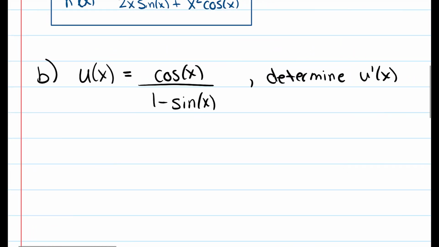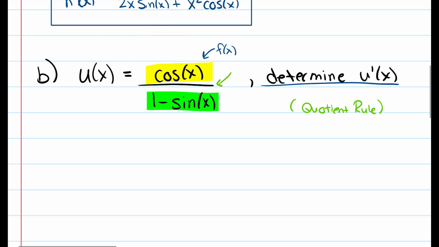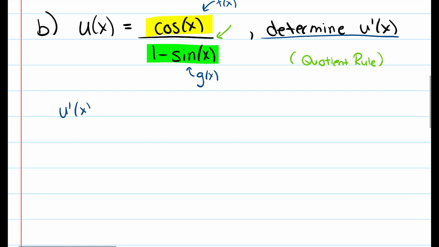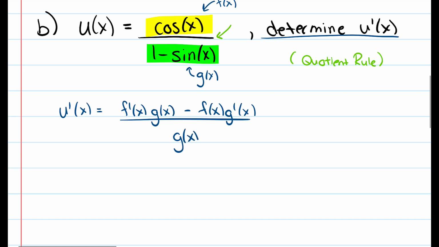Now for part B, I have that u of x is equal to cosine of x divided by 1 minus sine of x. And I want to determine u prime of x. So I notice that I have a division sign here, so I'm going to need the quotient rule. I'm going to let cosine of x be my f of x, and I'm going to let 1 minus sine of x be my g of x. So recall the quotient rule is u prime of x is equal to f prime of x, g of x minus f of x, g prime of x, all divided by g of x squared. The way I like to do this is I like to write all of my pieces off on the side and then substitute them back in.